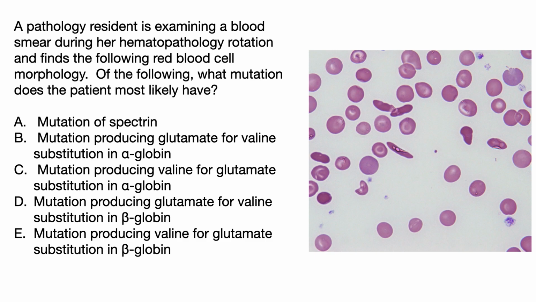So pause, answer the question now, and then we'll go on to the answer. Okay, so a pathology resident is examining a blood smear during her hematopathology rotation and finds the following red blood cell morphology. Of the following, what mutation does the patient most likely have? So those are sickled cells, and so remember, it's a mutation that produces a valine for glutamate substitution. So where glutamate was, it now becomes valine, and it's on the beta globin chain.